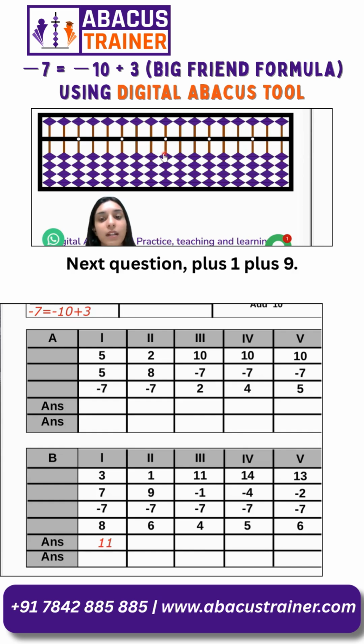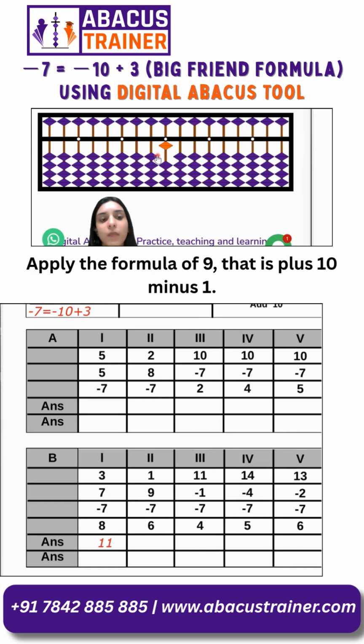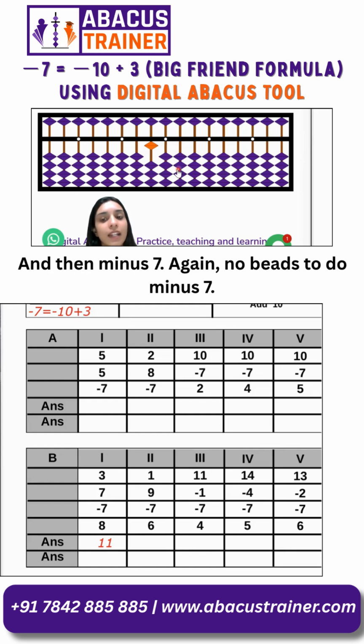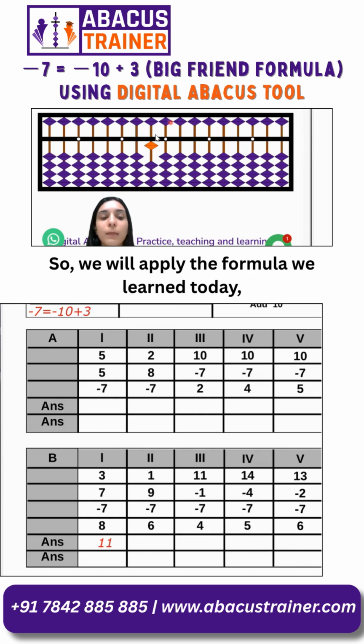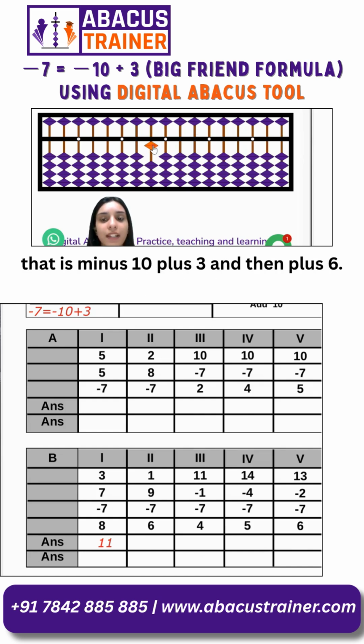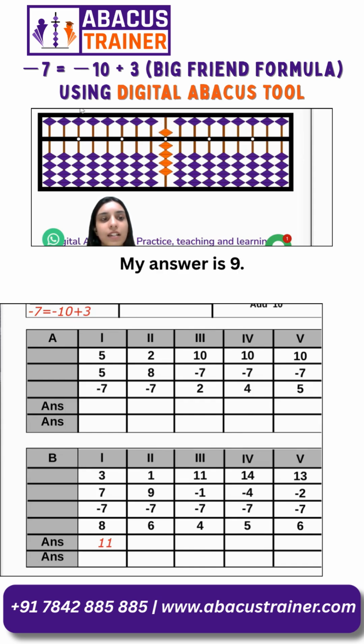Next question. Plus 1 plus 9. Do I have enough beats to do 9? No. So what will I do? Apply the formula of 9, that is plus 10 minus 1, and then minus 7. Again no beats to do minus 7, so we will apply the formula we learned today, that is minus 10 plus 3, and then plus 6. My answer is 9.